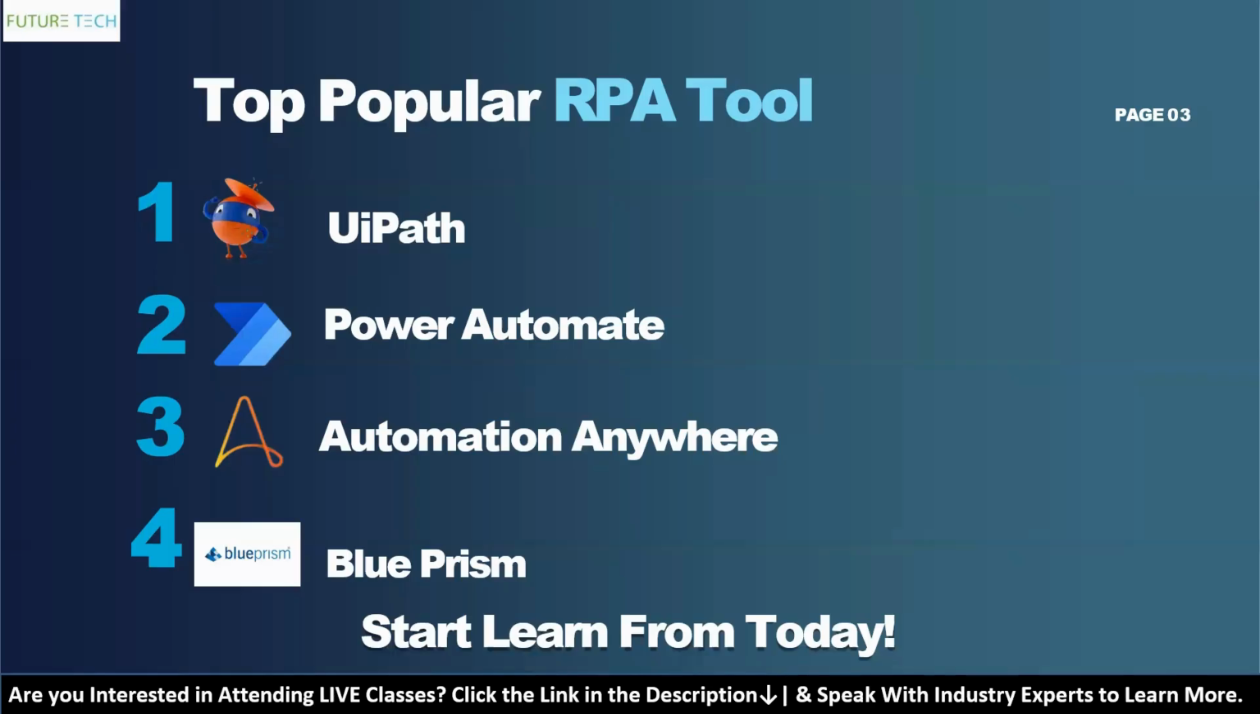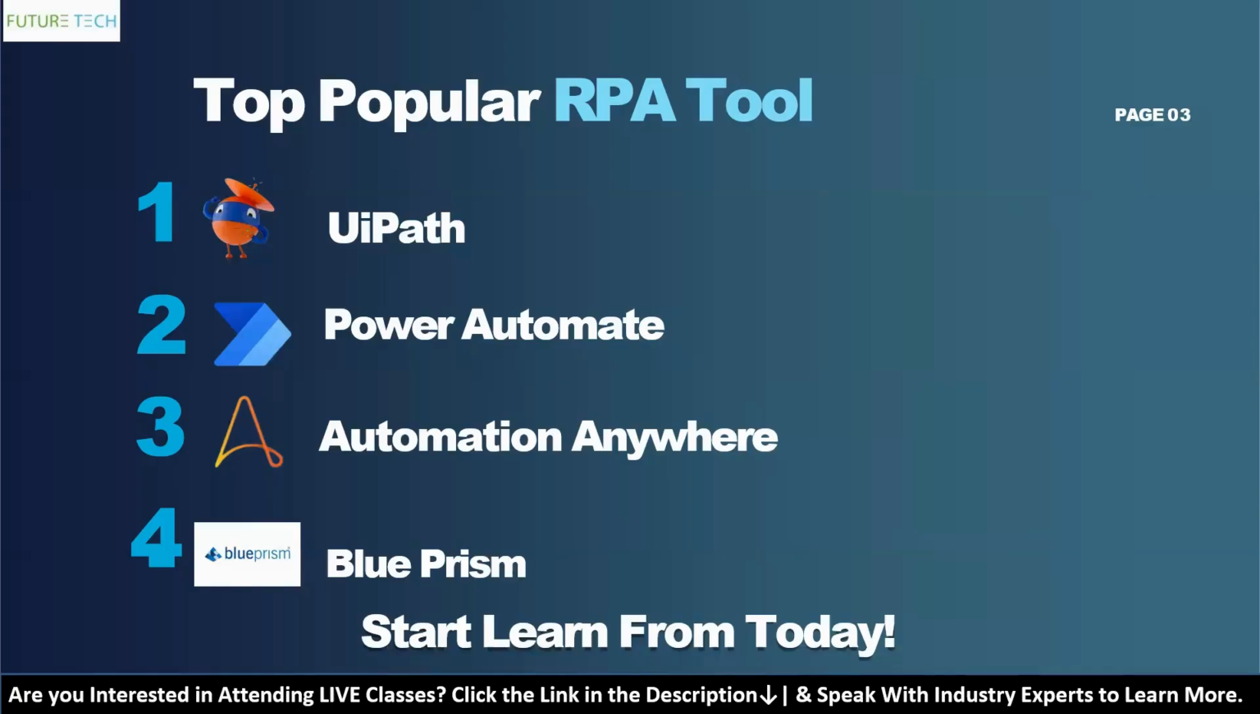Apart from Power Automate, we have Automation Anywhere, that is a very good tool, guys. That is the third number tool, with a market share of around 40%. Apart from that, we have Blue Prism, the oldest tool in the market, where you will get multiple RPA developers.